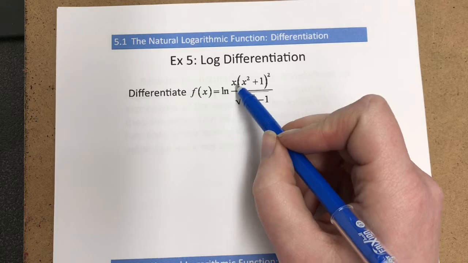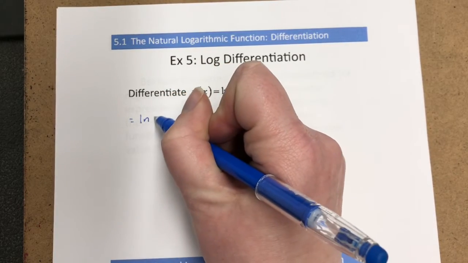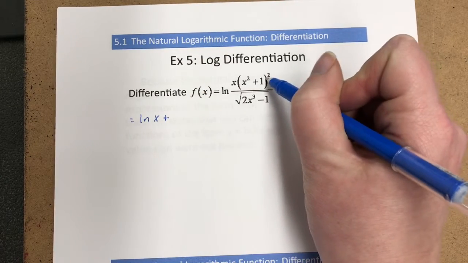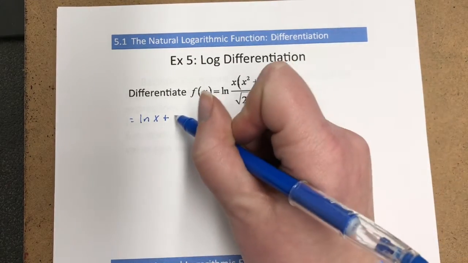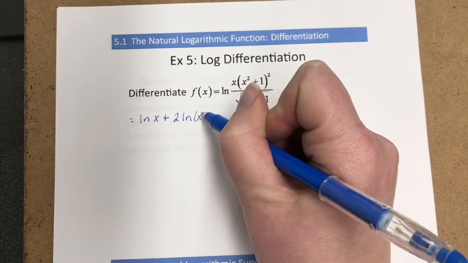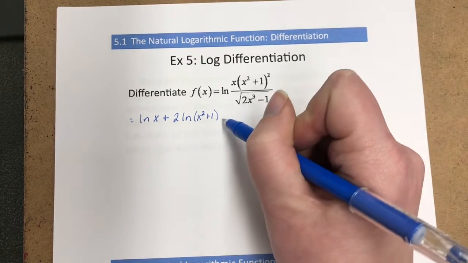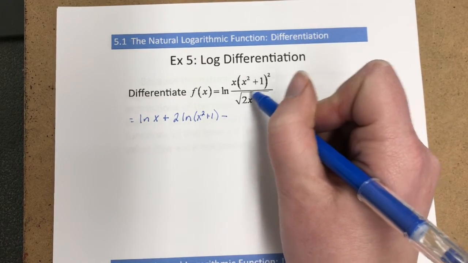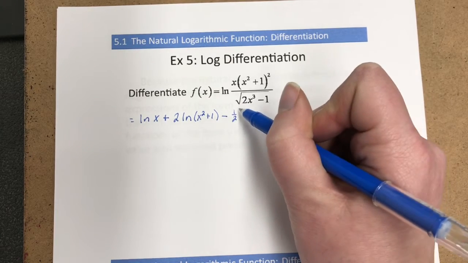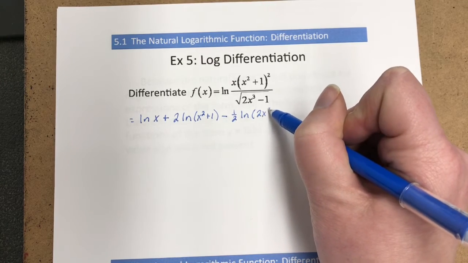So using the properties of logarithms, whenever I multiply, I know that means I have to add, so I'll have the natural log of x plus, and then because this is the exponent, I'll bring that down front. So I have 2 natural log of x squared plus 1, and then because this is in the denominator, I know I'm going to subtract, and then because this is the square root, I know that has a 1/2 power of the natural log of 2x cubed minus 1.